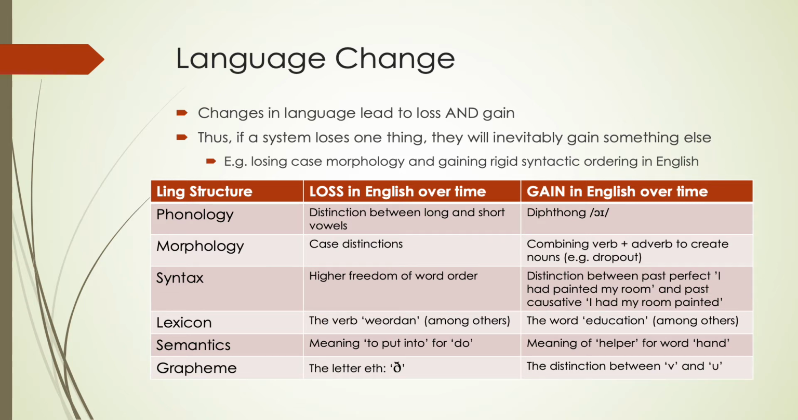So the letter eth or thorn, which we'll see a lot in Old English, no longer are part of our spelling system, but we've made a distinction now between a V and a U in our spelling system instead of them being used interchangeably, which you can see in some older writings and things that are sort of Roman inspired.